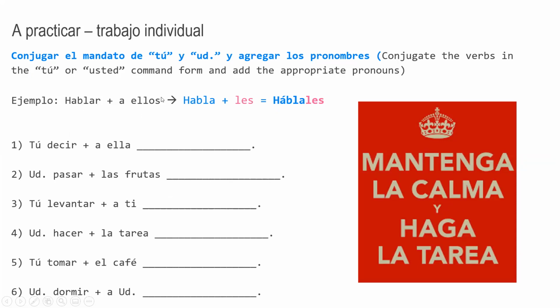So hablar a ellos just becomes habla, because if we're going to do it for tú, and it's indicated here 1 through 6, which one you need to do, tú or usted. Habla, and then les, and then it would just become háblales. Okay, so we're maintaining this original stress on a, so háblales. So take a few minutes to do that, and then I'll go over the answers with you. And this will be finished.